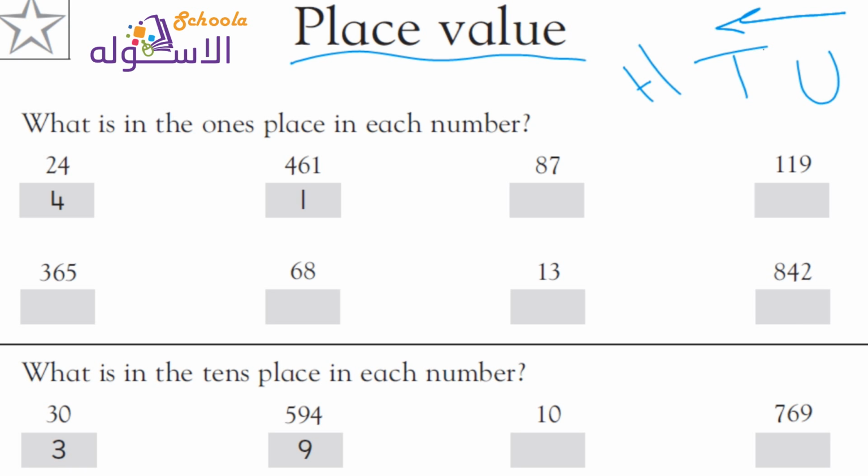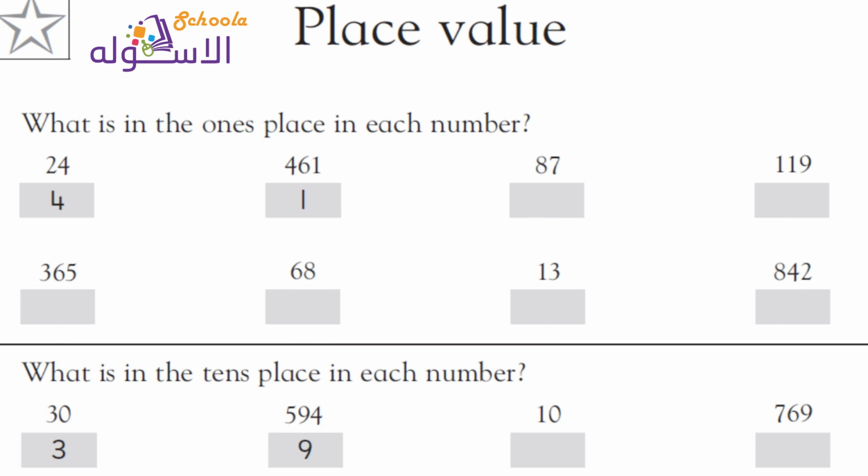So here he is asking what are the ones. We just said it now. Ones is the same as the units. So units or ones will be the first place from the right. So here is 4, here 1, here 7, and 119, 9, 842, 2, 13, 3, 68, 8, 365, 5. So remember, as we said, the places are units, tenths, and hundreds.